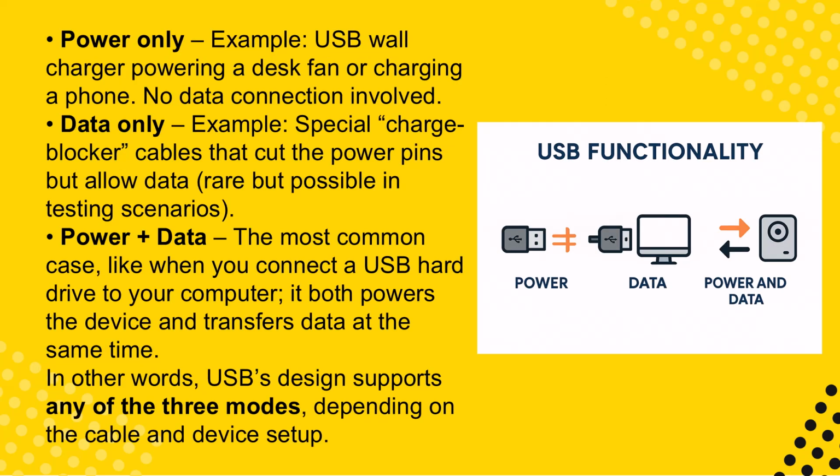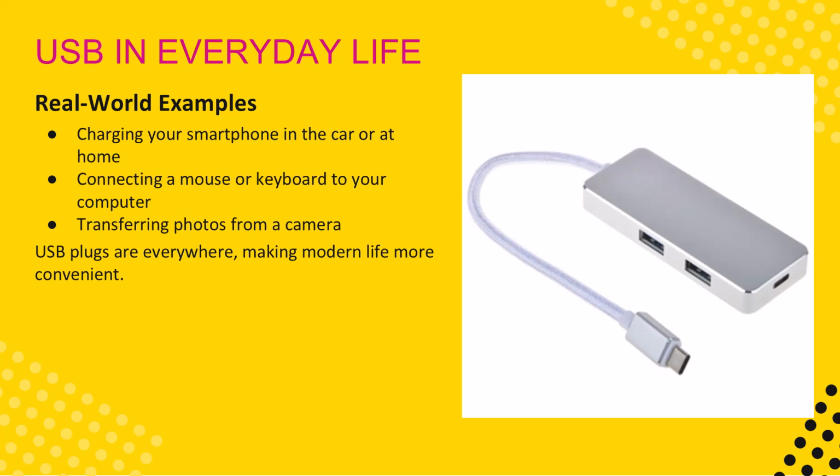Power only, like using a wall charger for your phone or fan. Data only, rare but used in special cables for testing or blocking power. Power plus data, the most common, such as when a USB hard drive both runs and transfers files. The mode depends on the cable and device combination. USB is everywhere, charging phones, connecting a mouse or keyboard, or moving photos from a camera.